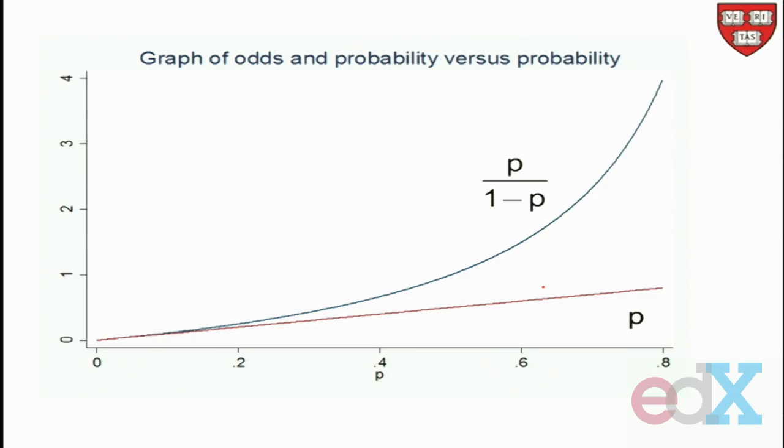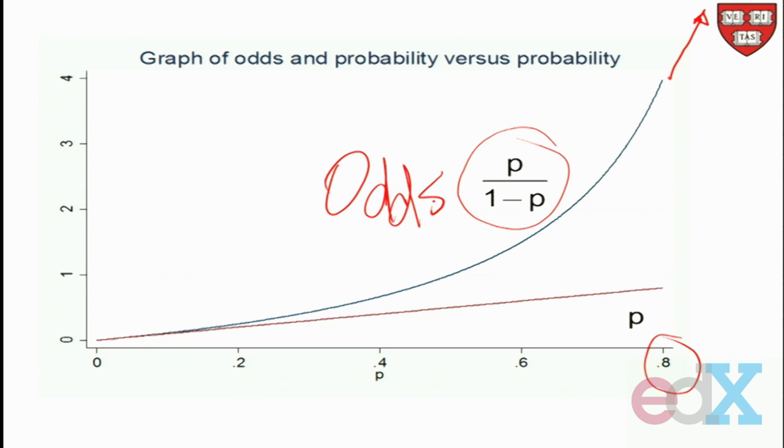Mathematically, what happens to P over 1 minus P as P gets close to 1? I've only drawn it up to 0.8 here, but as P gets close to 1, this thing is going to go off to infinity. So that's useless. But when you contrast the odds versus the probability, you see that down here they look like they are almost the same.